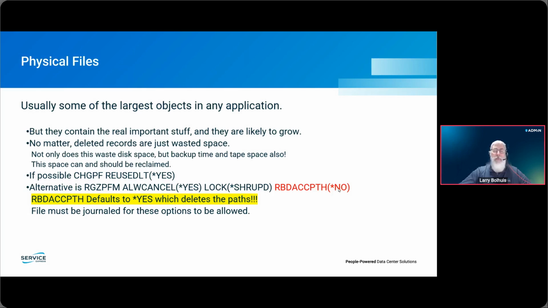So rebuild access path no says do the maintenance on the fly. Will this slow down your reorganize? Without question. Will it slow down your users? Much less so. They probably won't even know. So you definitely want to say rebuild access path no. And do be aware that you must have the file journaled in order for this to happen. You only need after images, so that's fine. But you do have to have journaling enabled on this table in order to run the reorganize with allow cancel. Very good function.